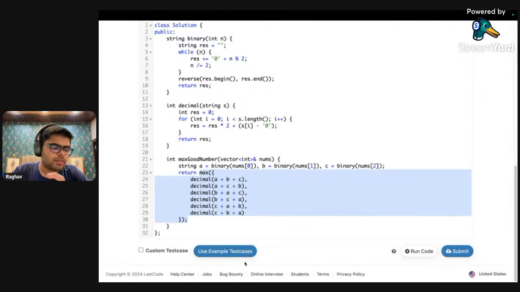Someone is asking, can I use predefined methods? Yeah, if you know about the predefined methods, you can definitely use them.